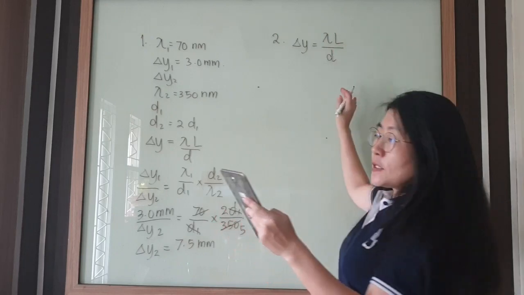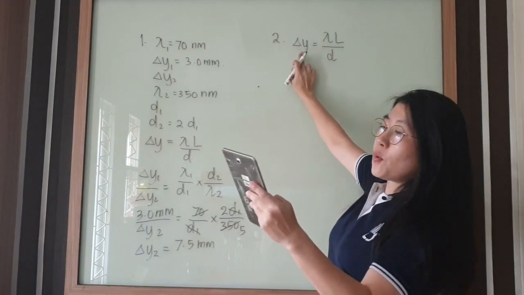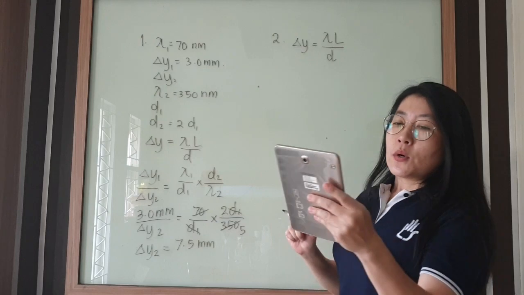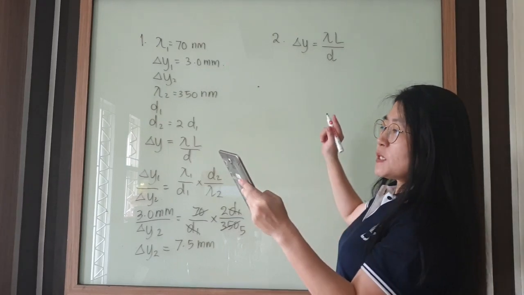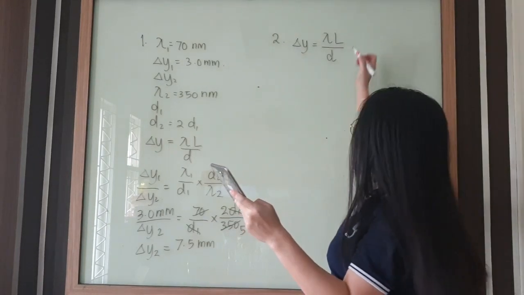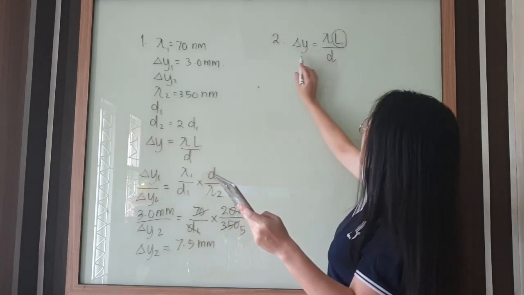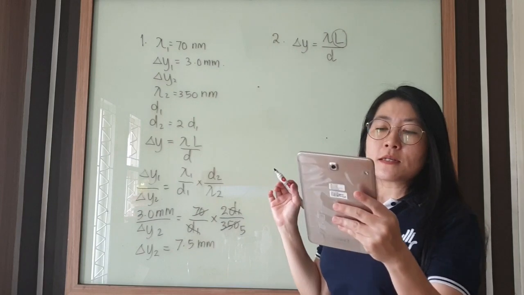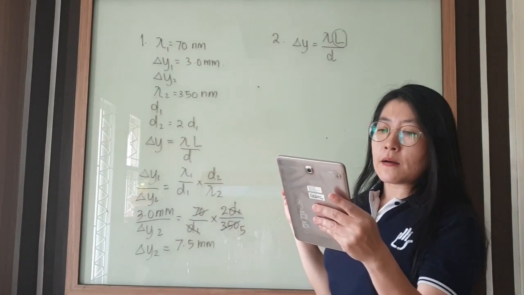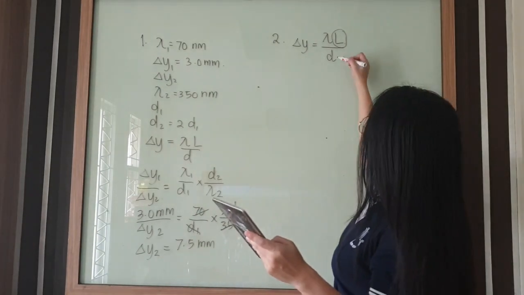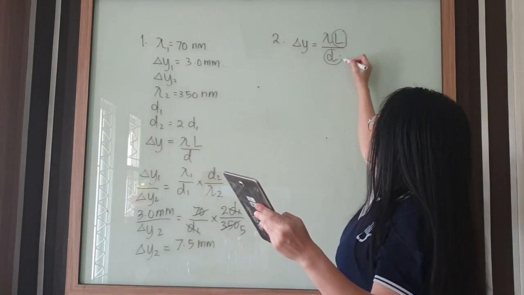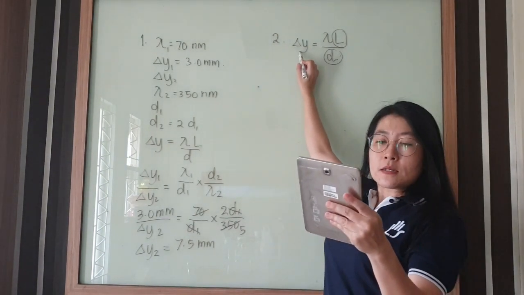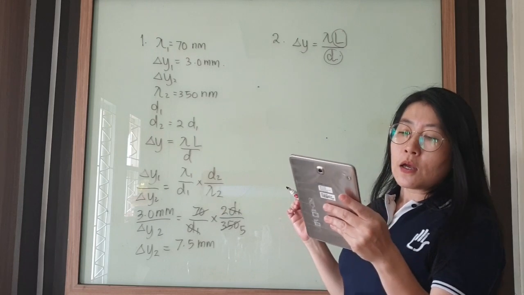over d. So when we want to increase delta y, the first option, we will decrease the distance between the screen and the slit. That will be L. When we decrease L, delta y will decrease. So that is not the answer. Increasing the distance between the slits, is this d. When we increase this, then delta y will decrease. So that is not the answer.